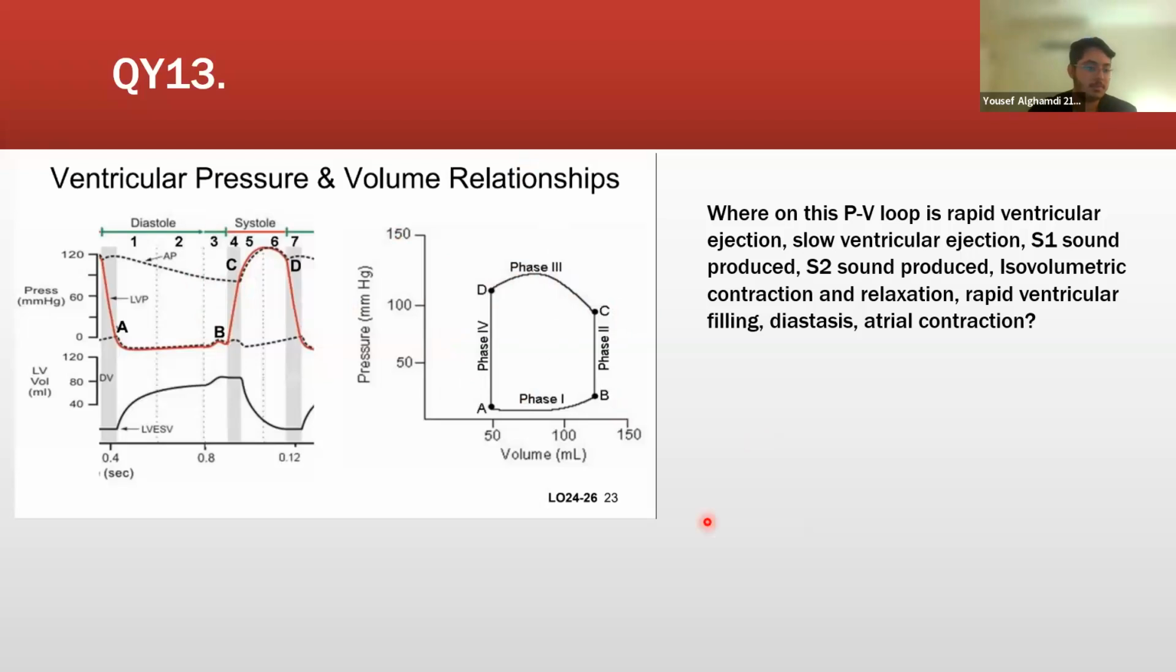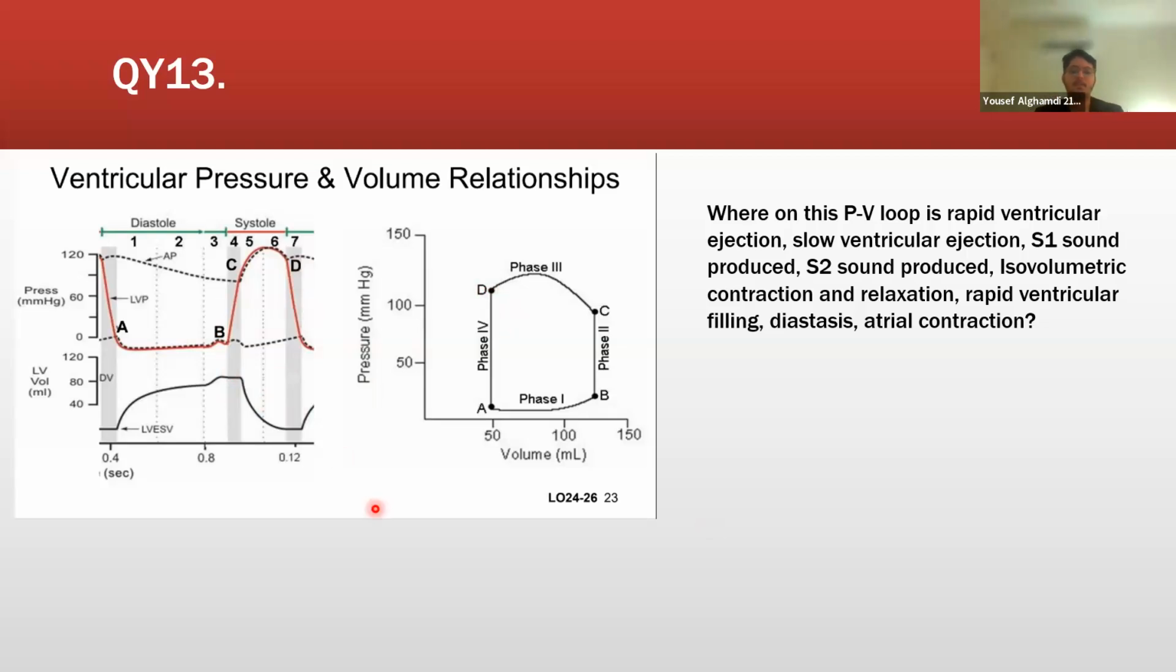Tamam? And Baan very well explained the heart sounds already, but let's go over them again. Where would S1 be? B. Yeah, S2 would be at D. Say that again, Yasser. S2 would be at D. Yeah, S2 would be at D. So S1 would be here, and S2 would be here, right? On the Wiggers.